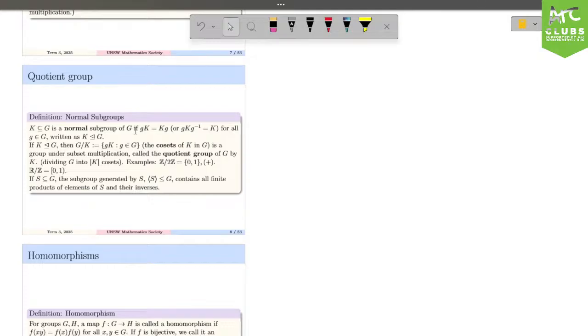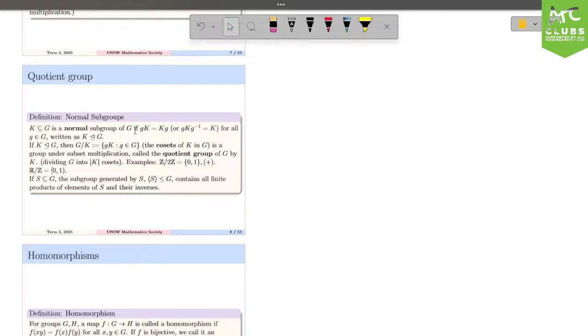And it's written with this symbol, which makes sense to somebody. Now, if G slash K is this definition, the set of cosets of K in G, it is a group under subset multiplication. We call this the quotient group. We can think of this as dividing G into cosets, about the cardinality of K, that many cosets. If you start thinking of this when K is an uncountably infinite or infinitely sized set, then it gets confusing, so don't stick to this metaphor too strongly.